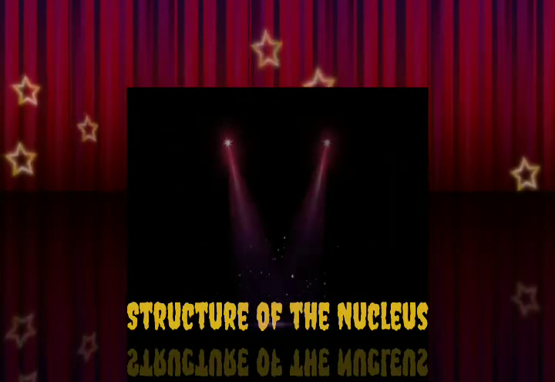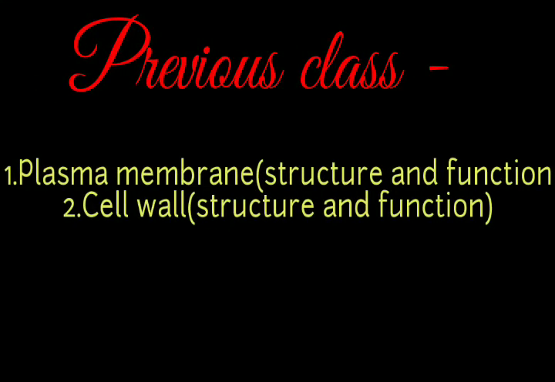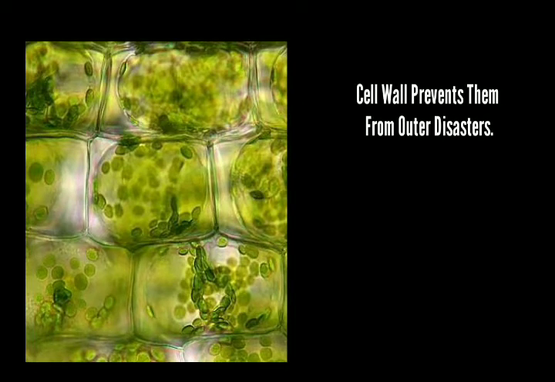Good morning, students. In the previous class, we have done till cell wall, in which we have learned how cell wall works, how plasma membrane works. Actually, both are features of the cell. Plasma membrane is the basic feature of the animal cell, and cell wall is the basic feature of the plant cell. Plants cannot move, that's why they have one more thick layer, that is called cell wall, which protects the plants from outer or atmospheric disasters, right?